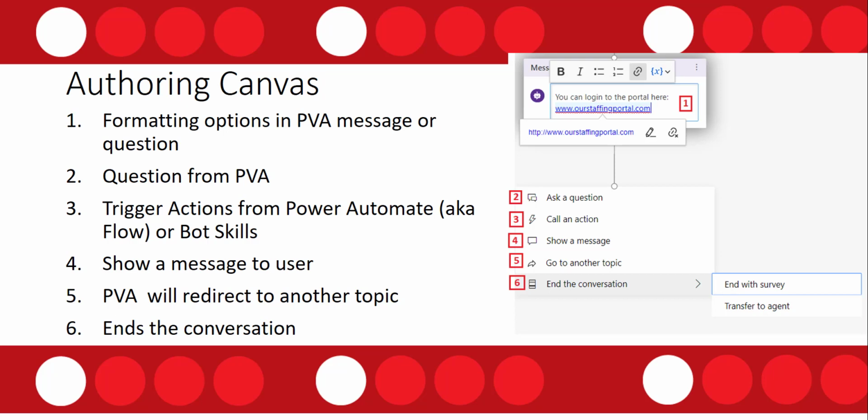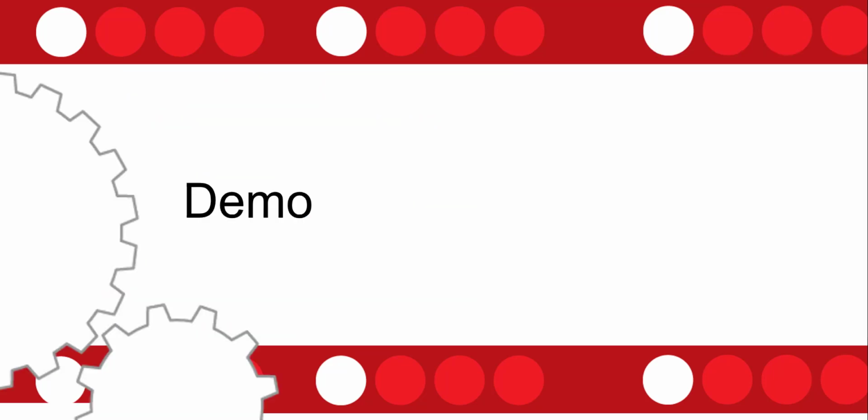Then you have 5, going to another topic. So you can have PVA direct, or redirect, I should say, the user from one topic to another one. Or you can end the conversation, and that could be ending it with a survey, or you can even transfer to a live agent. So, all right, let's take a look at what that looks like.